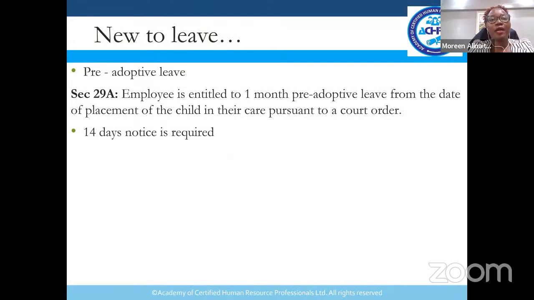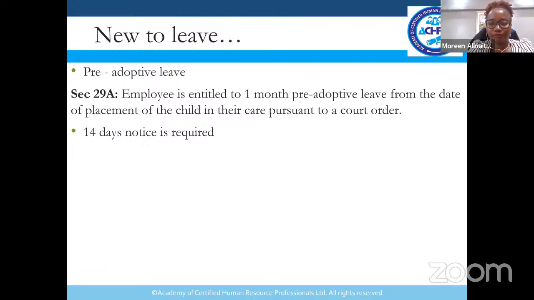We have a new aspect of leave that was introduced in 2022. There was an amendment to section 29, and there's an addition of an A, which provides that an employee is entitled to 1 month pre-adoptive leave from the date of placement of a child in their care pursuant to a court order.